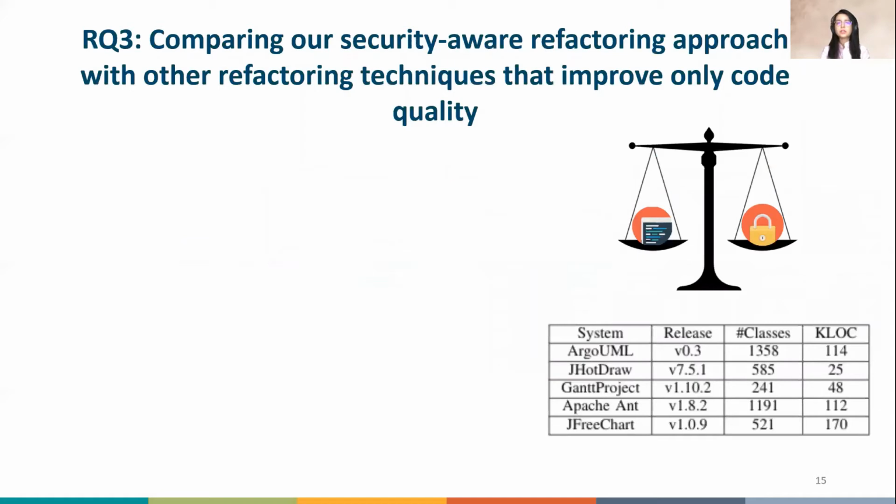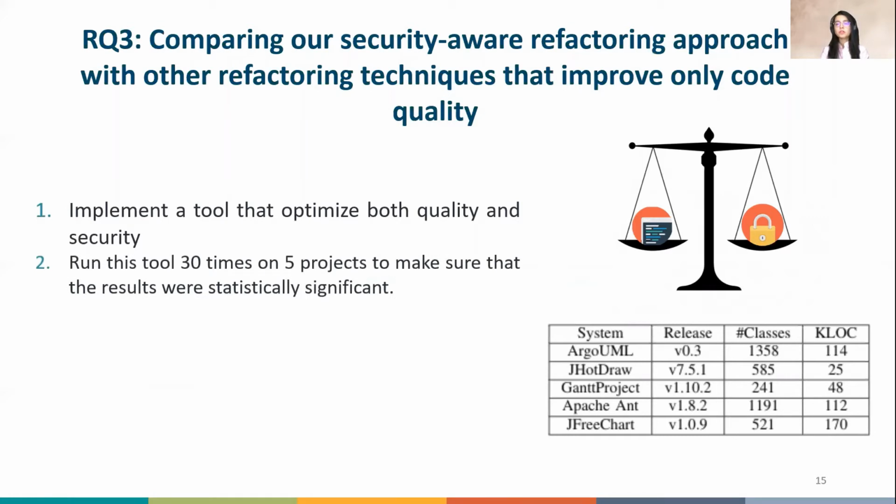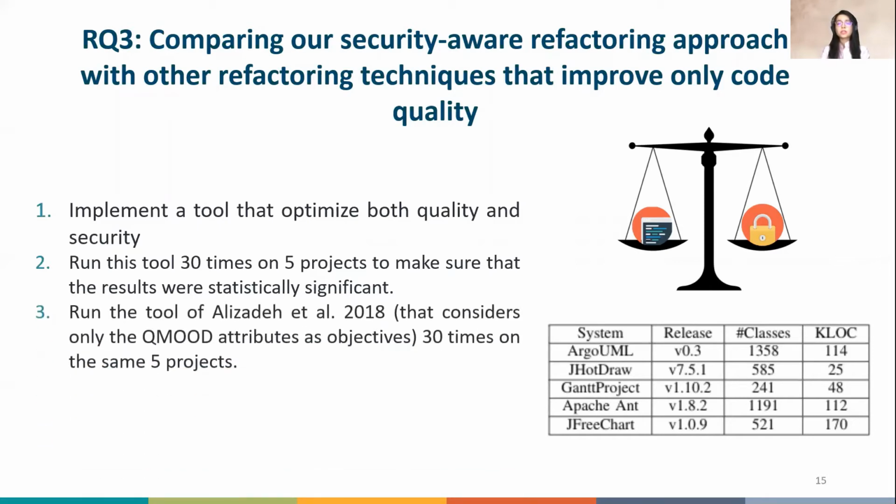So to answer the third research question, which is about comparing our work with tools that improve only code quality, we implemented a tool that optimizes both quality and security. We ran this tool 30 times on 5 projects to make sure that the results are statistically significant. Then we ran the tool that considers only the Q-mode attributes as objectives 30 times on the same 5 projects. And finally, we analyzed and visualized the results.